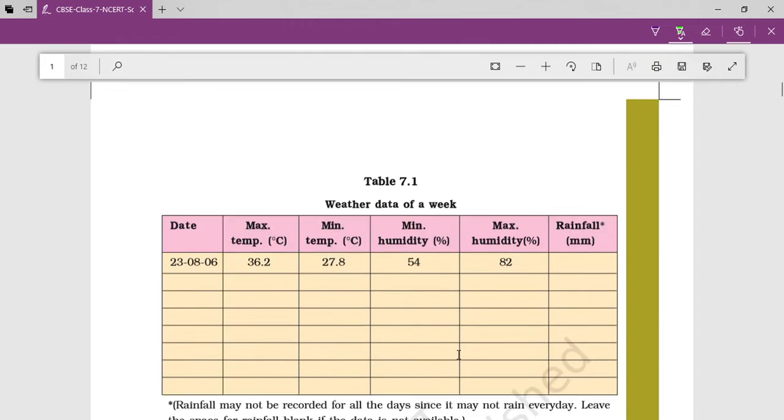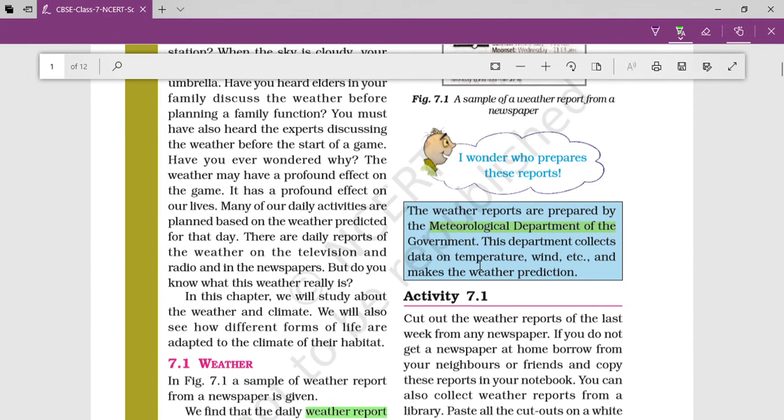Now, weather prediction. The prediction of weather is done by scientists called meteorologists who study the changes in the weather. The weather reports are prepared by the meteorological department of the government. This department collects data on temperature, wind, etc. and makes the weather prediction.